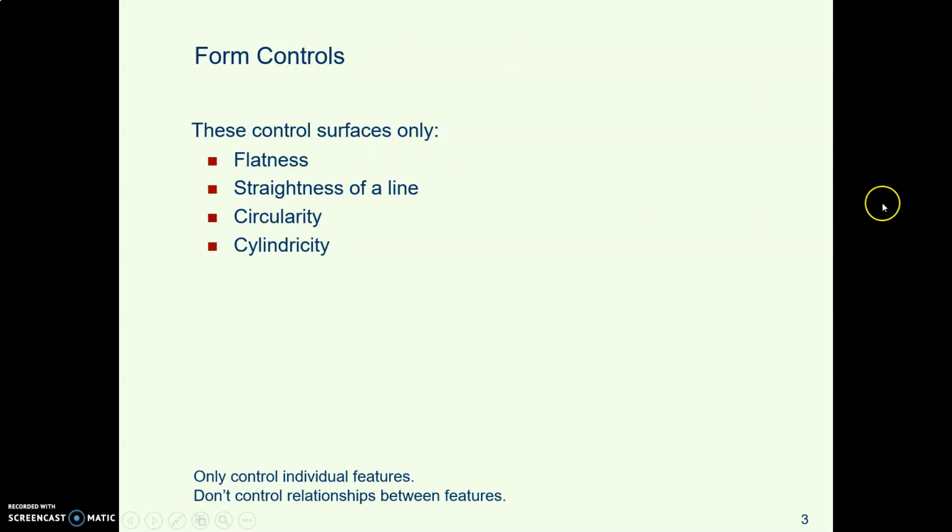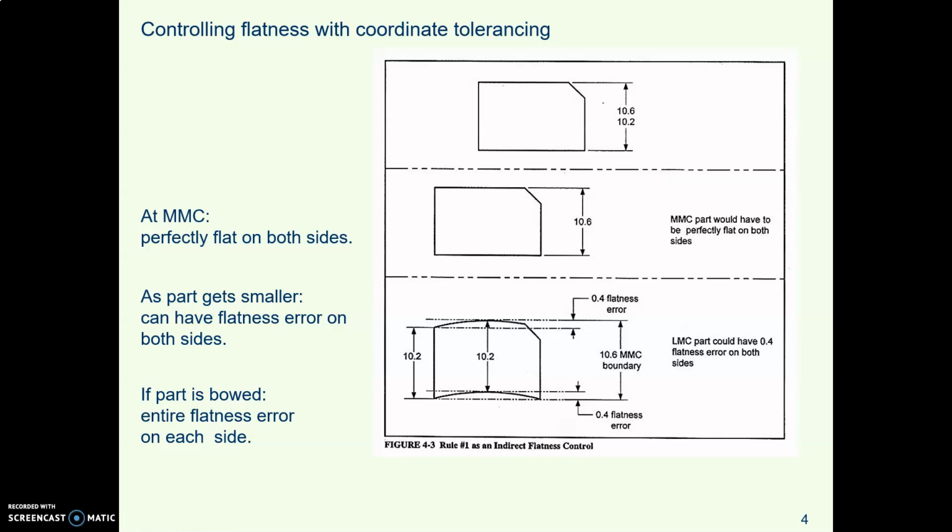These are the form controls, and form controls are only about the surface. They're not features of size. You just apply them to one surface. Let's think about controlling flatness as an example. Here's a block. This happens to be metric.